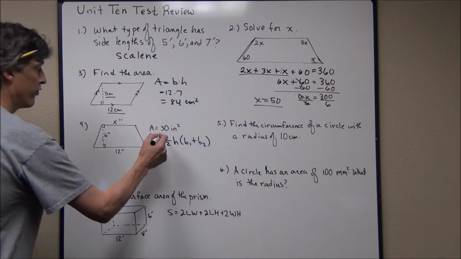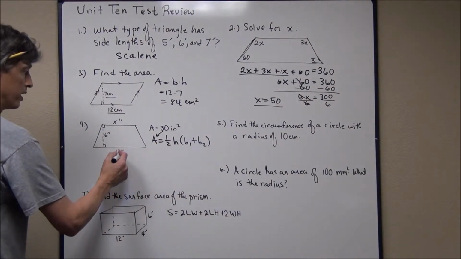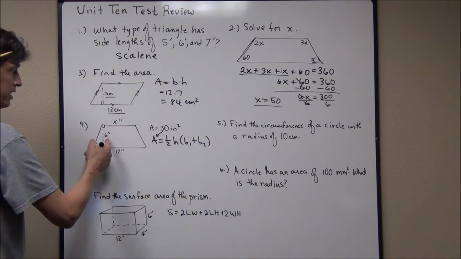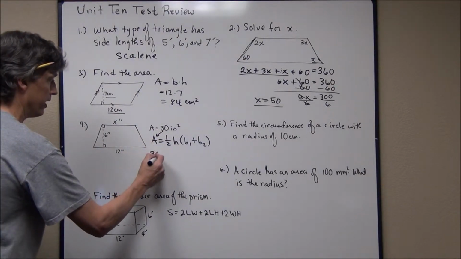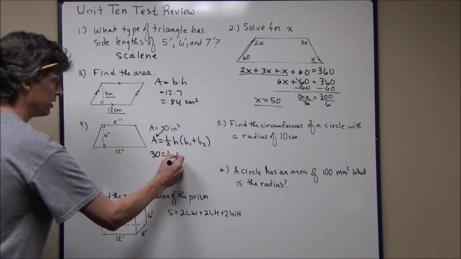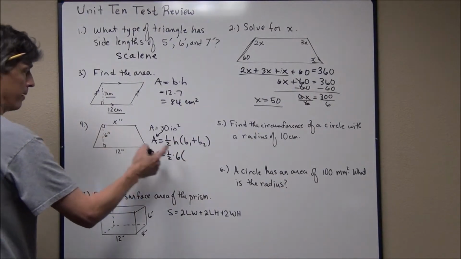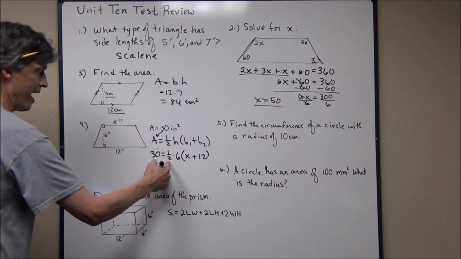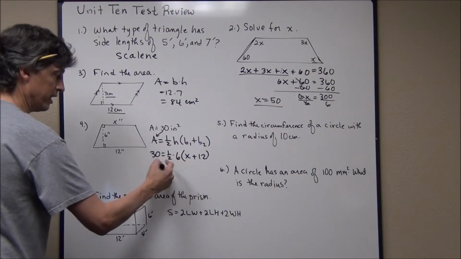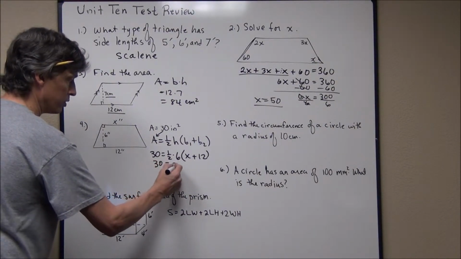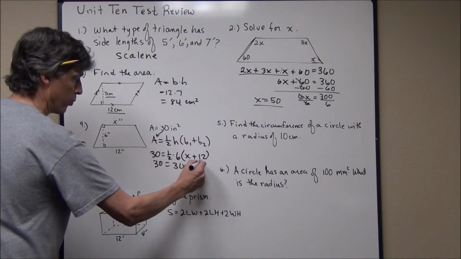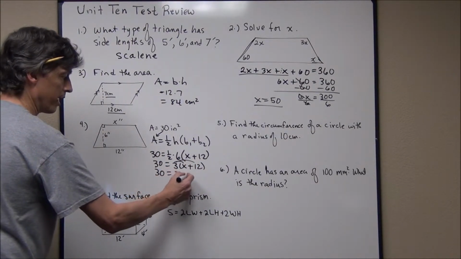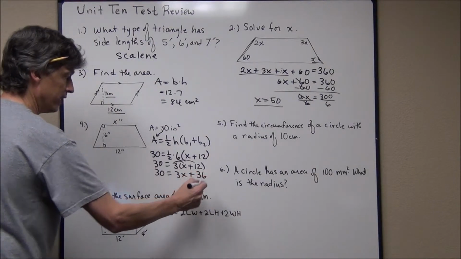So I'm going to plug 30 in here. I'm going to plug 12 in for either b sub 1 or b sub 2, x in for the other one, and 6 in for my height. I get 30 equals 1/2 times 6 times, I'm going to call it b sub 1 x, and I'm going to call b sub 2 12. So half of 6 is 3, so I get 30 equals 3 times the quantity x plus 12. I'm going to distribute. I get 30 equals 3x plus 36.